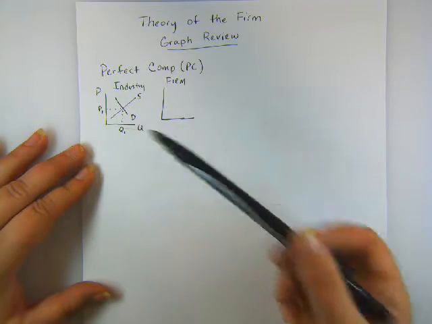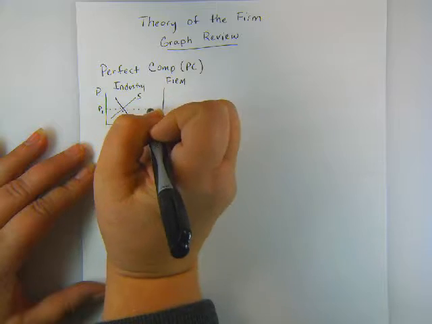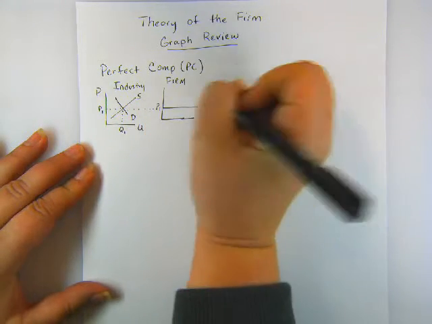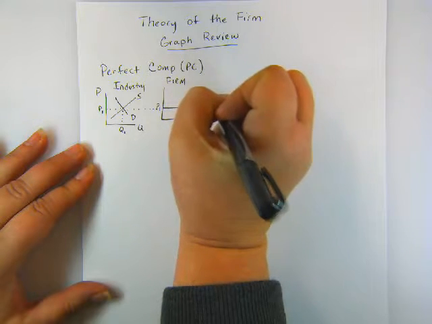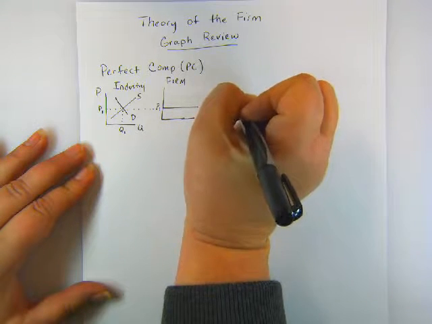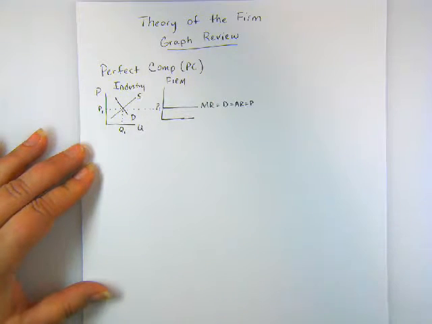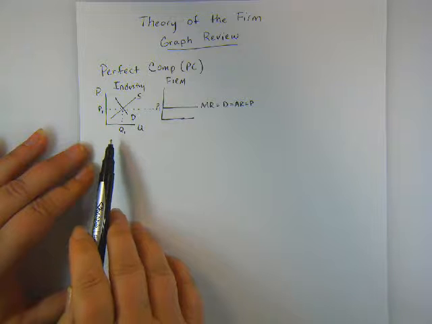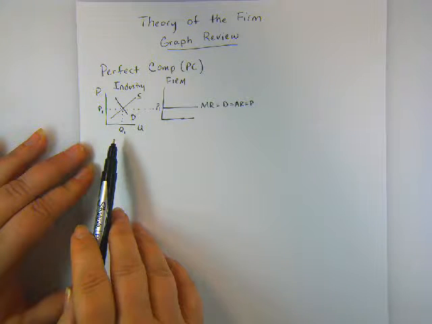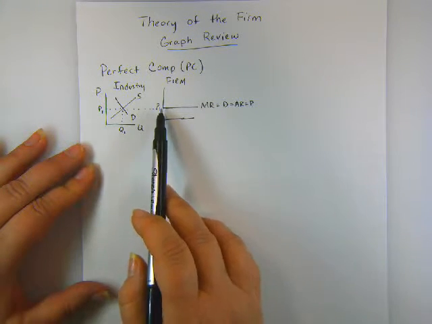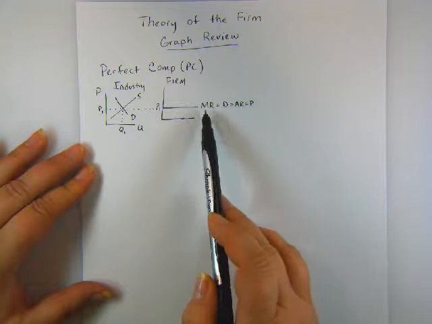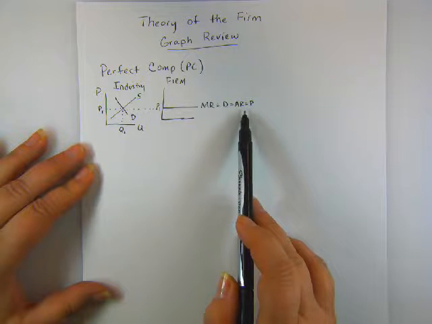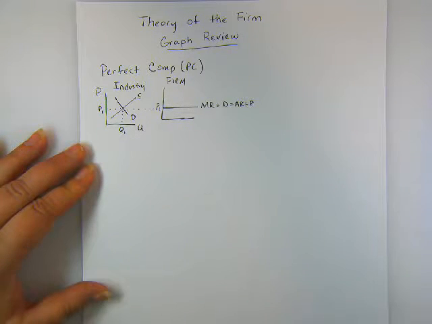So that's the industry. Whatever the price is set in the industry, that is carried over to the firm. Firms in perfect competition are price takers. They take the price that is set by the industry with many consumers and many producers. That price line is also marginal revenue, demand, and average revenue in perfect competition.